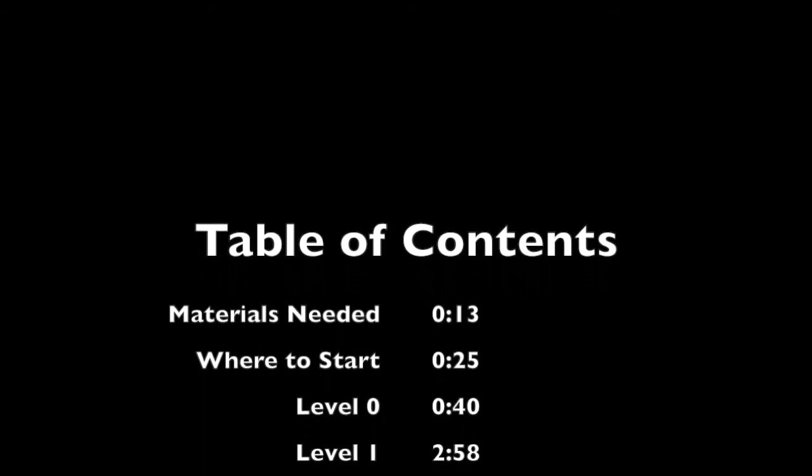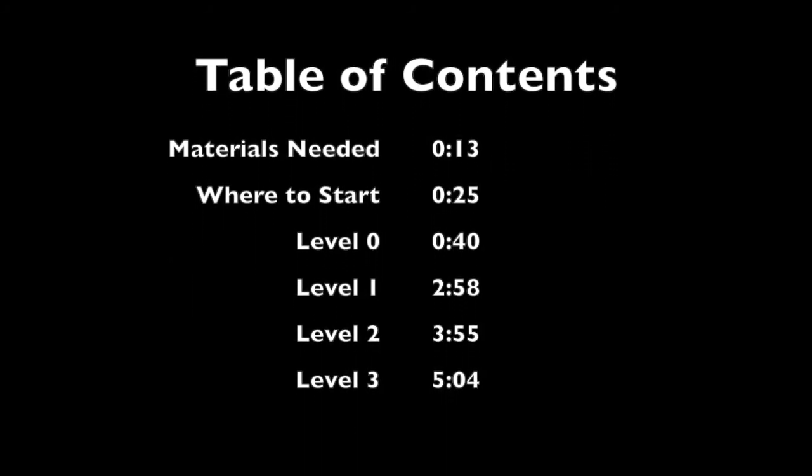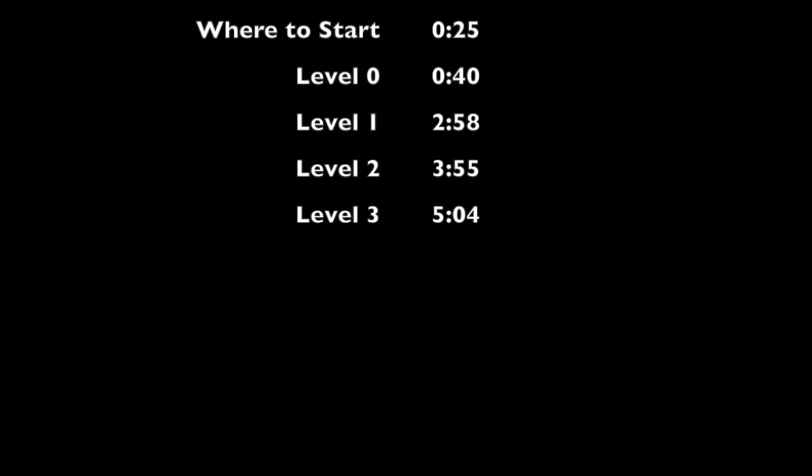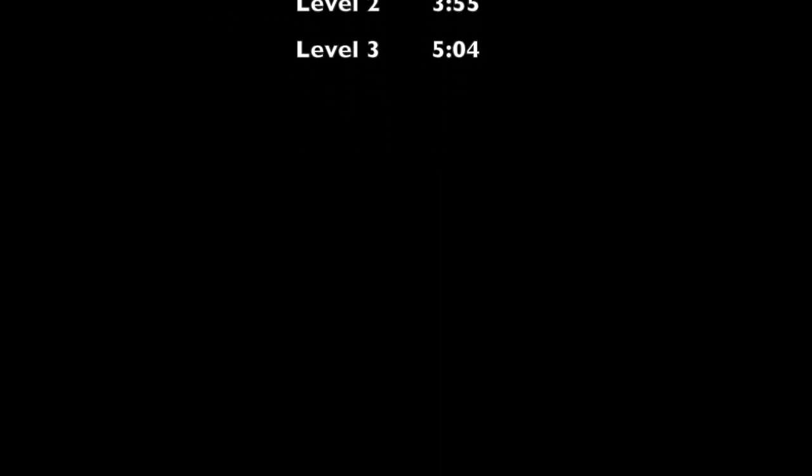If you would like to skip ahead to the levels, level 0 is at 40 seconds, level 1 at 2:58, level 2 at 3:55, and level 3 at 5:04.